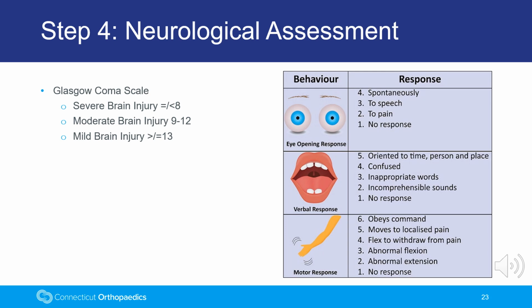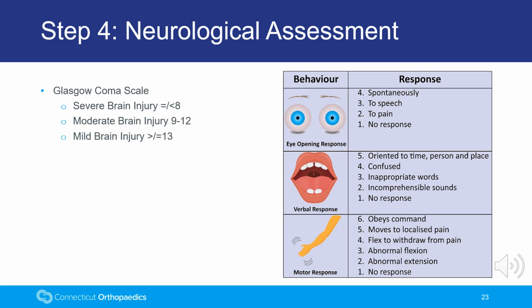Next is the verbal response to a stimulus and is as follows. 1 point for no response, 2 points for incomprehensible sounds, 3 points for inappropriate words, 4 points for a confused response, and 5 points for orientation to time, person, and place.